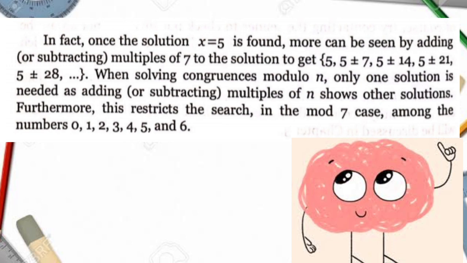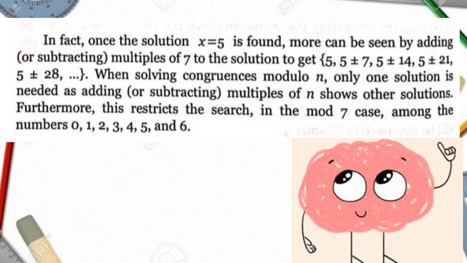In fact, once the solution x equals 5 is found, more can be seen by adding or subtracting multiples of 7 to the solution to get 5, 5 plus and minus 7, 5 plus and minus 14, 5 plus and minus 21, 5 plus and minus 28, and so on. When solving congruence modulo n, only one solution is needed, as adding or subtracting multiples of n shows other solutions.